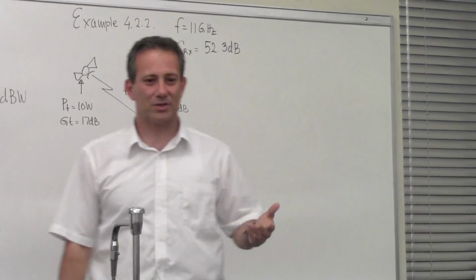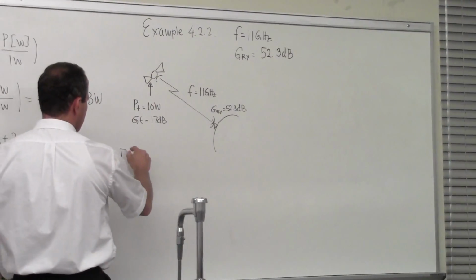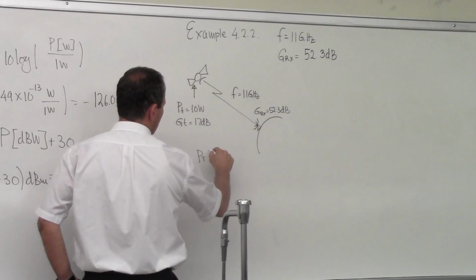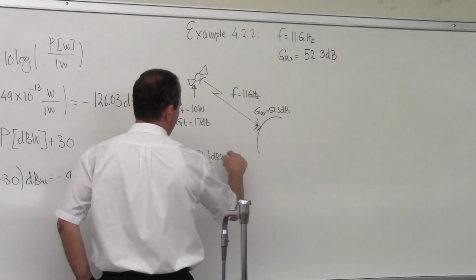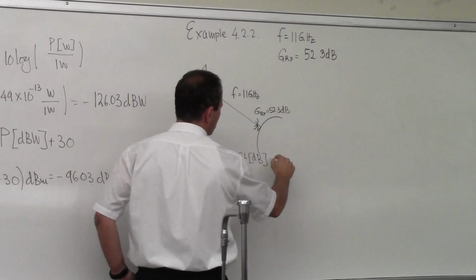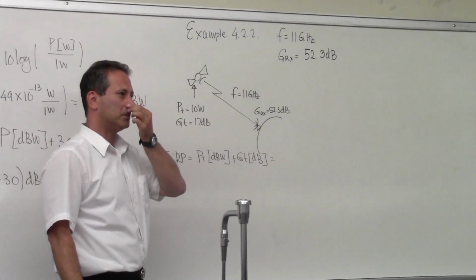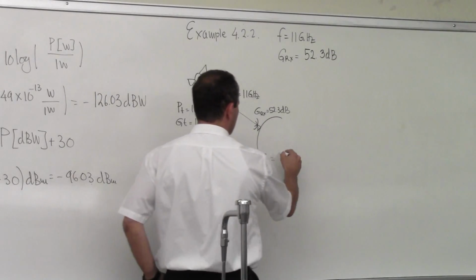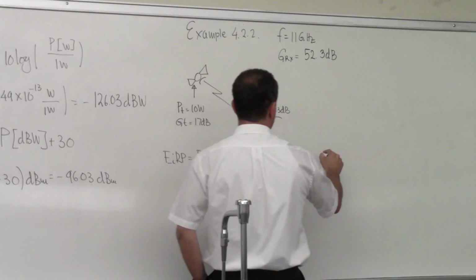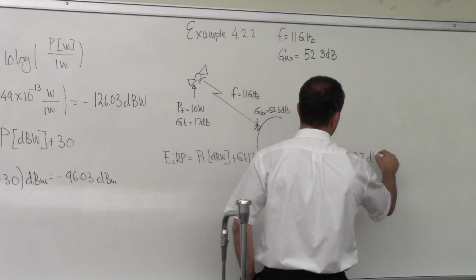So remember how we do these calculations. We first calculate EIRP. So what's EIRP in this case? It is your conducted power expressed in dBW plus the gain expressed in dB. What's the conducted power in dBW? If it's 10 watts, how many dBW is that? 10, right? So this is 10 dBW plus the gain is 17 dB. So this is 27 dBW.